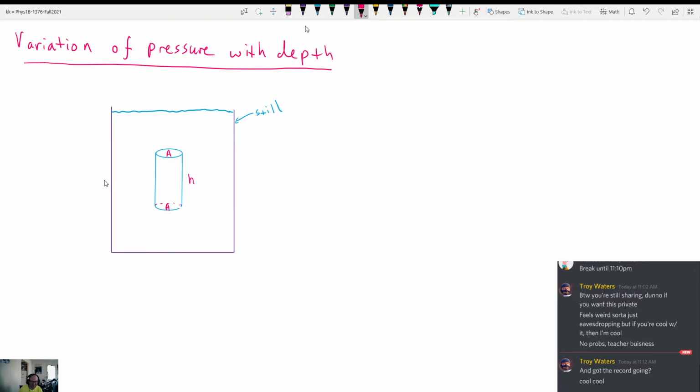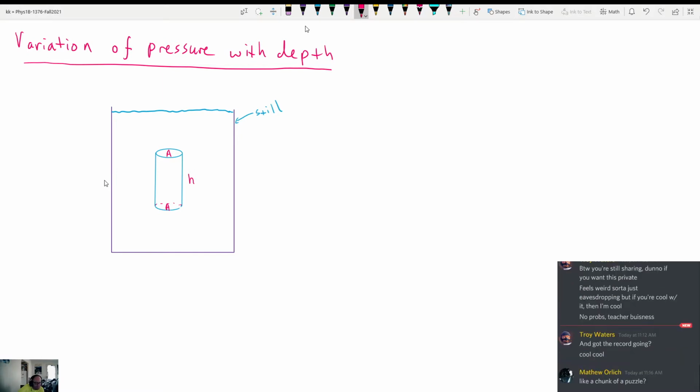Hopefully it will as we do this. I always found this to be a really confusing way to do this. But, like a chunk of a puzzle? Yeah, something like that. Your book has its own way of doing this derivation. I don't think it's very clear. I'm not going to say this is the most clear, but stick with me. Hopefully it'll make some kind of sense to you.